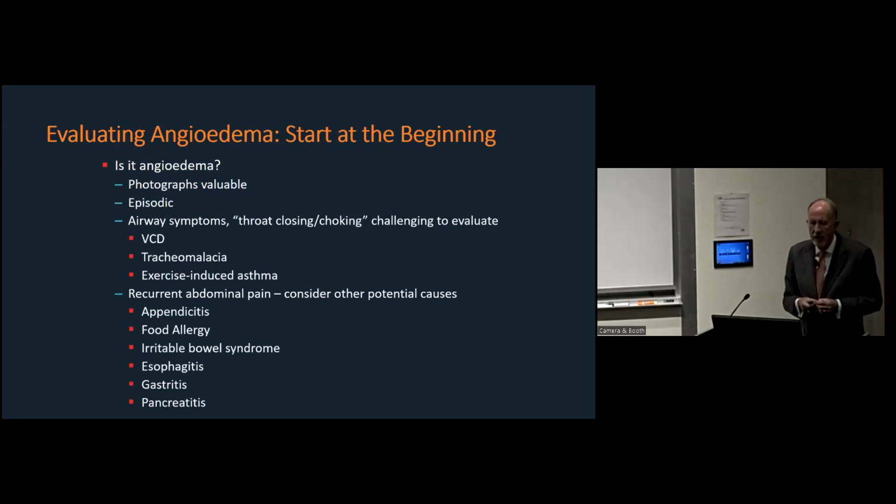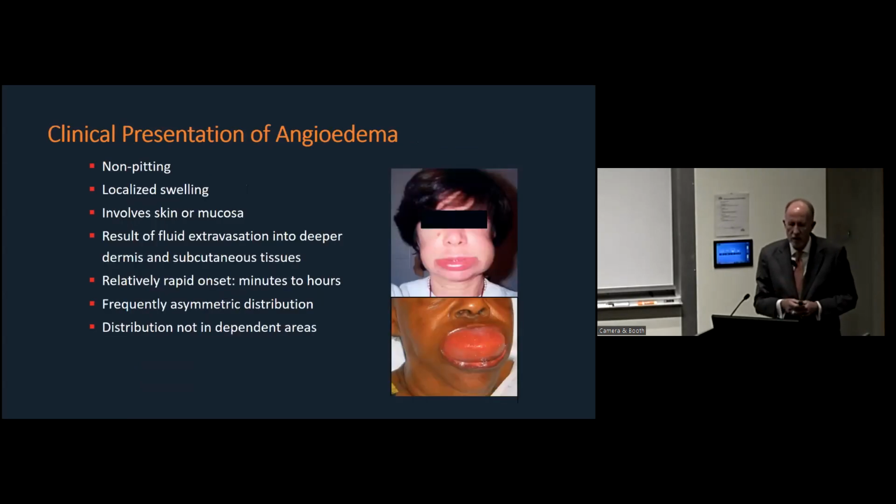And the abdominal pain is also hard, because there's a whole list of things that can cause the same kind of spasmodic abdominal pain that these patients experience, often with bloating and other symptoms. Appendicitis, obviously, food allergy, irritable bowel syndrome that her mother and grandmother were told they had, esophagitis, gastritis, et cetera. So there's a laundry list of things that you need to go through and rule out before you can move on and say this is all because of angioedema.